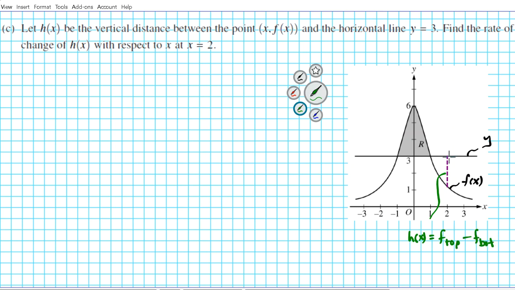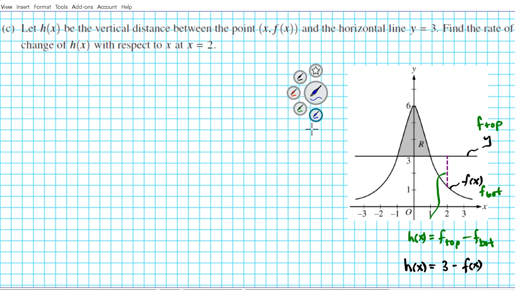Now, at 2, the horizontal line is the f top, and this rational function is your f bottom. So h of x is going to be 3 minus f of x. All right, so let's do it.